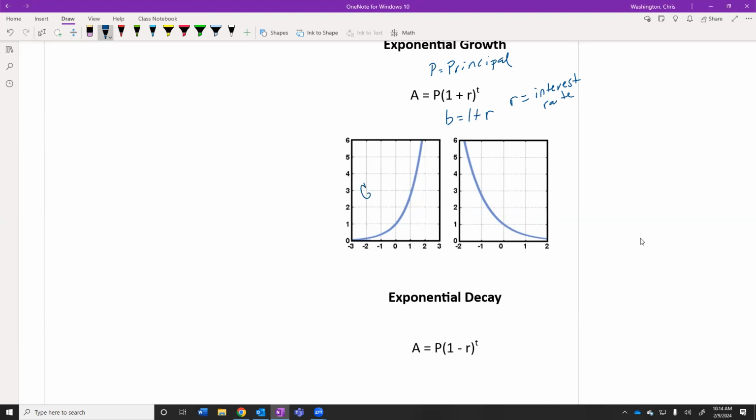Just to revamp some graphs, this graph on the left would be exponential growth. This graph on the right would be exponential decay because it is decreasing.